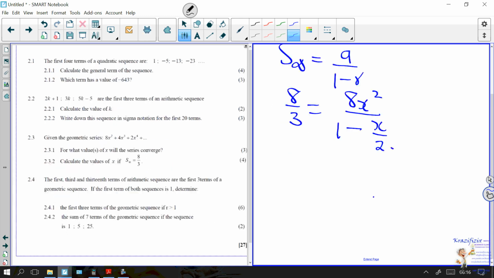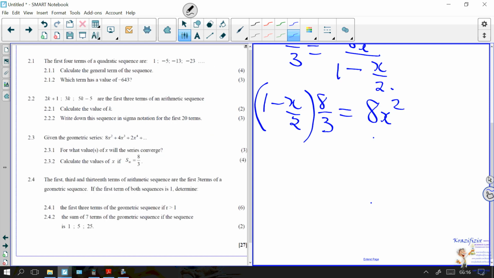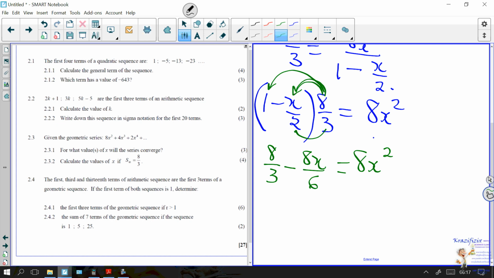So we need to solve this now mathematically. Let's cross multiply. 1 minus x over 2, everything multiplied by 8 over 3 equals 8x squared. Okay, mathematics now. We can basically expand here. This multiplied by that and by that. So I'm going to have 8 over 3 minus 8x over 6. I hope you see 8 times that and this here. All right, equals 8x squared.